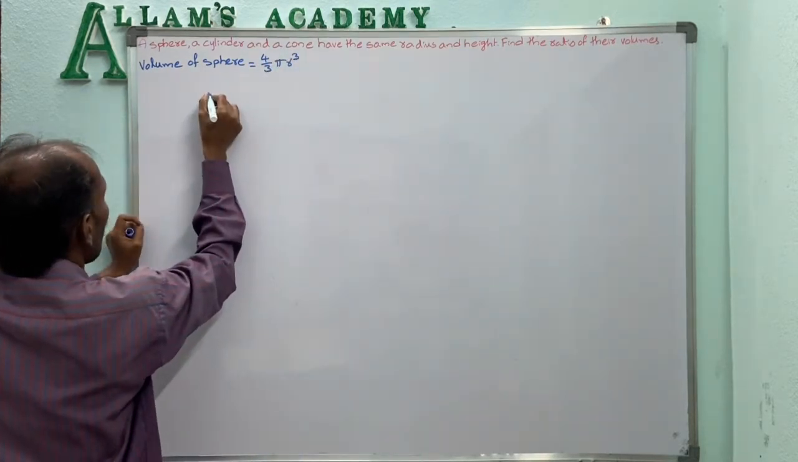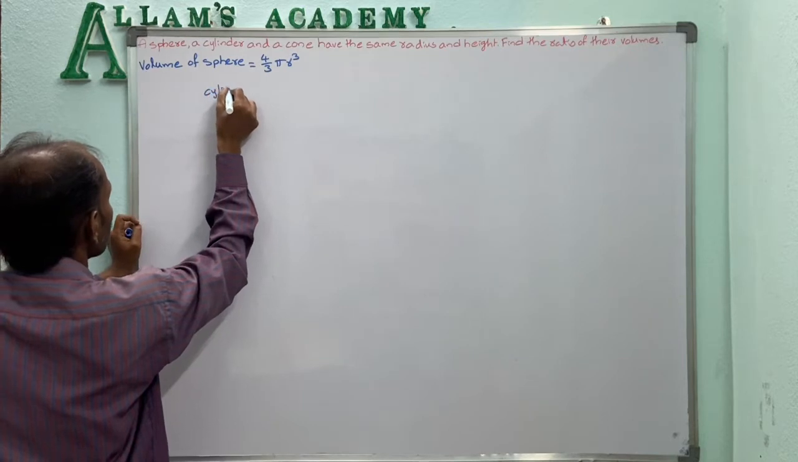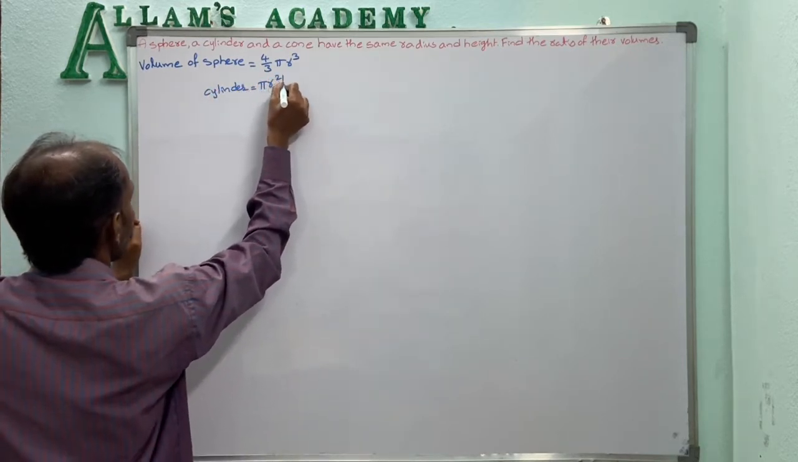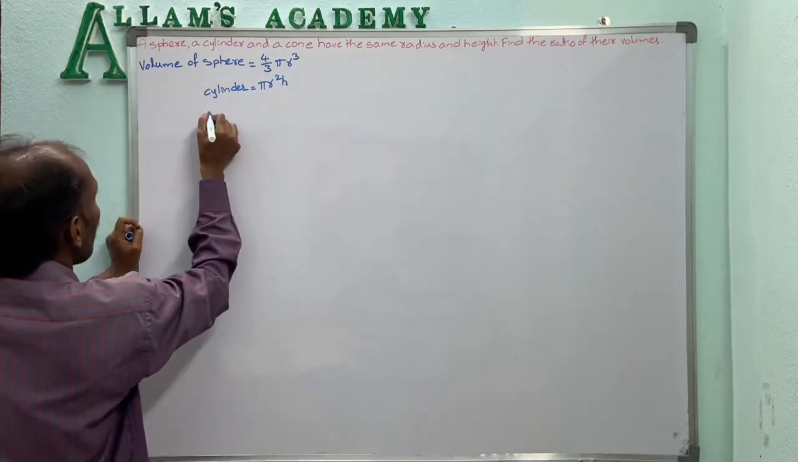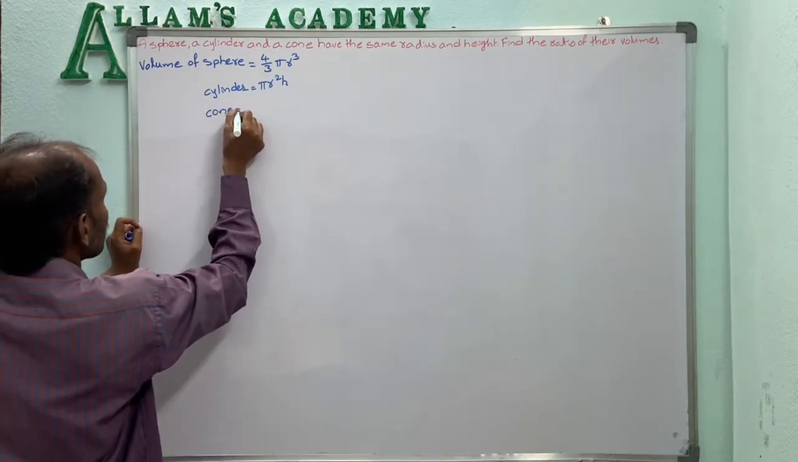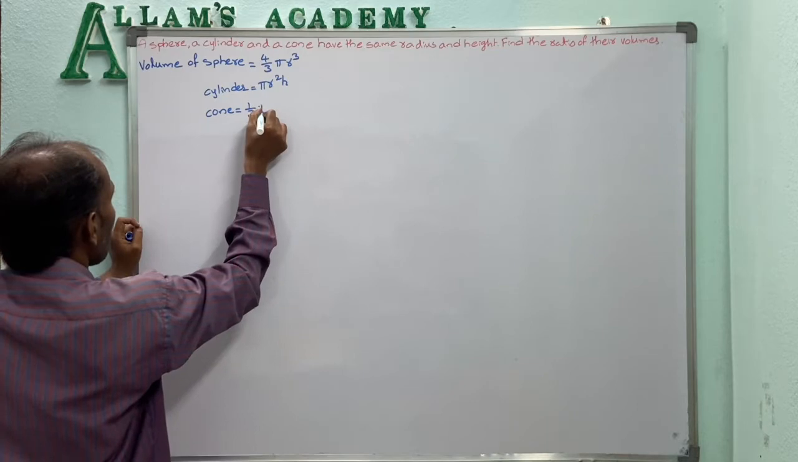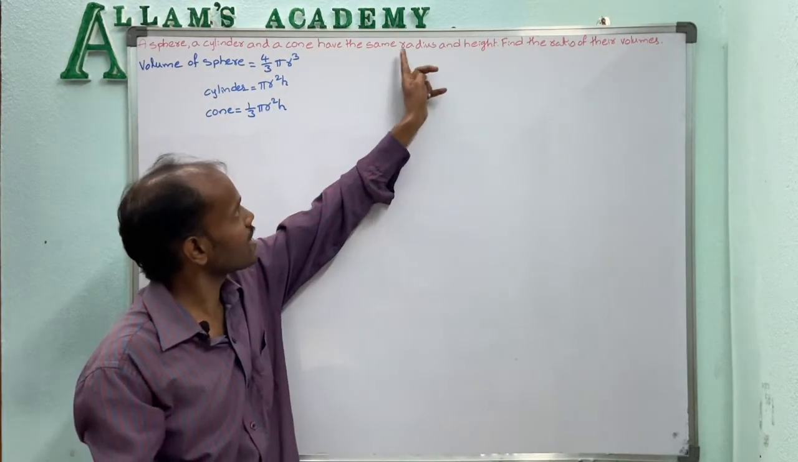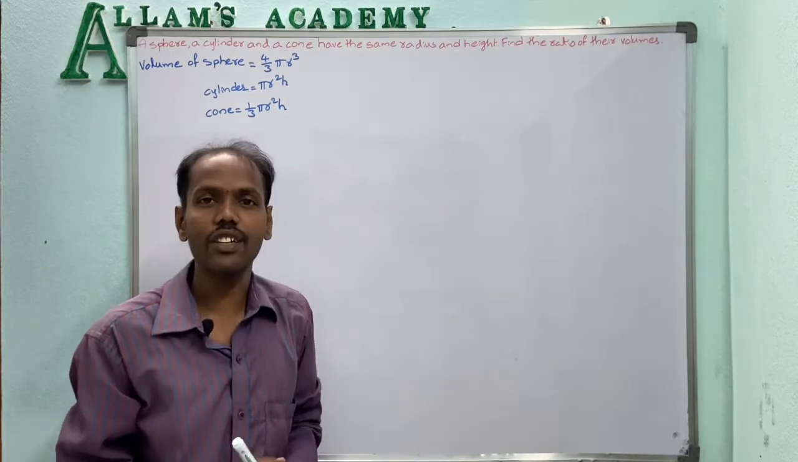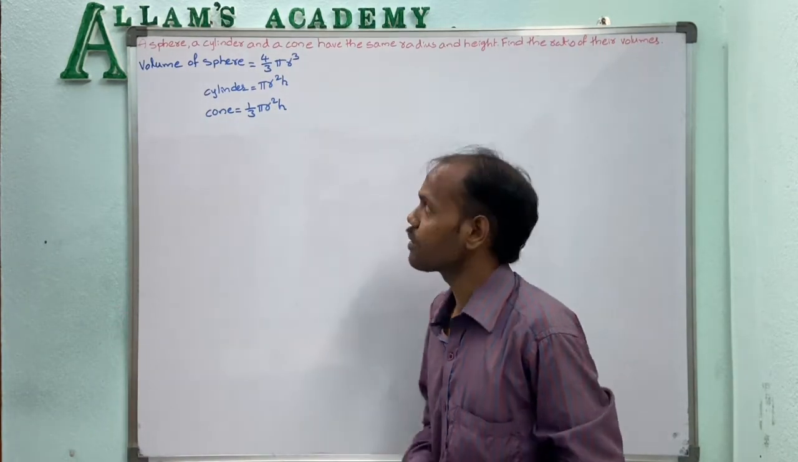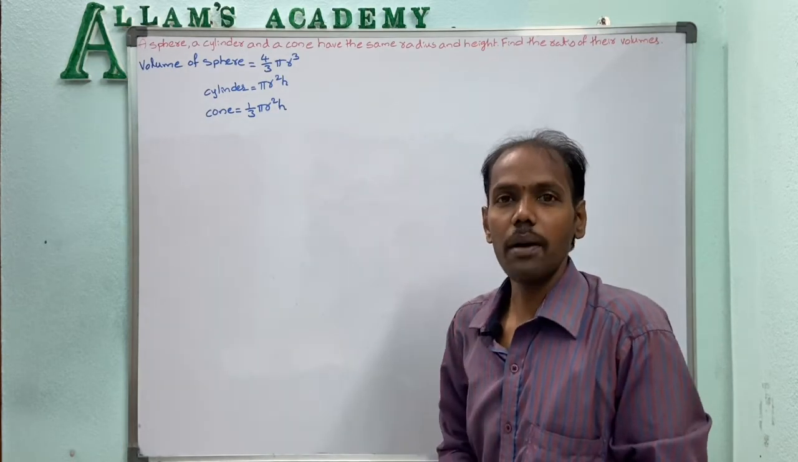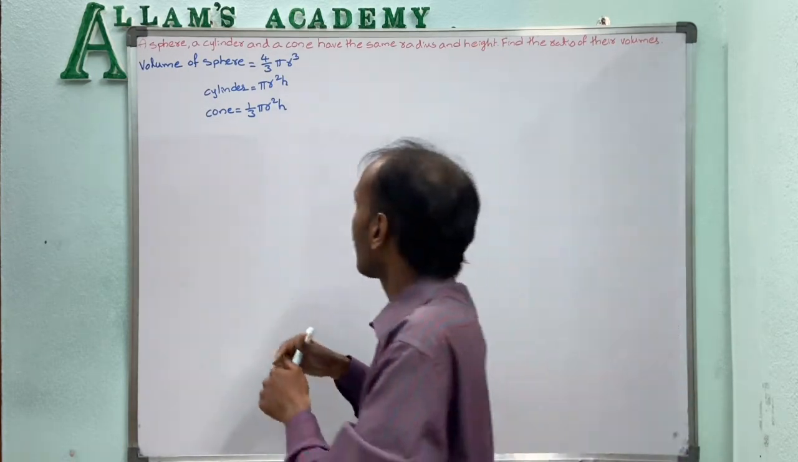Next, volume of cylinder is nothing but pi r square h. Next, volume of cone is 1 by 3 pi r square h. Now it is given that they have the same radius and height. So same radius and height means the height is nothing but the diameter. Diameter means 2 times the radius.